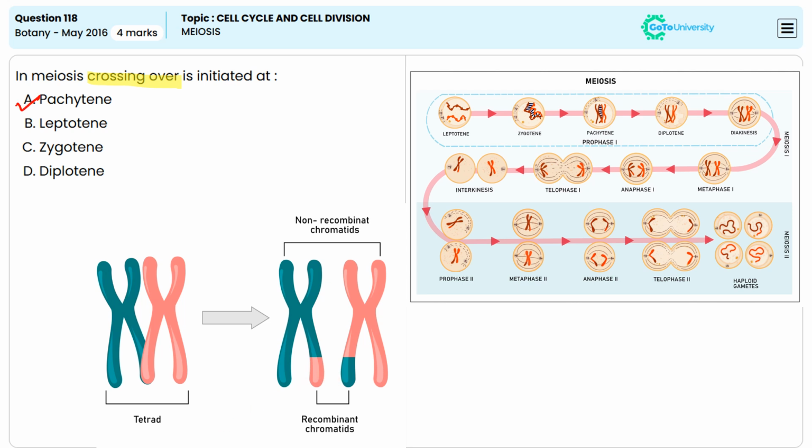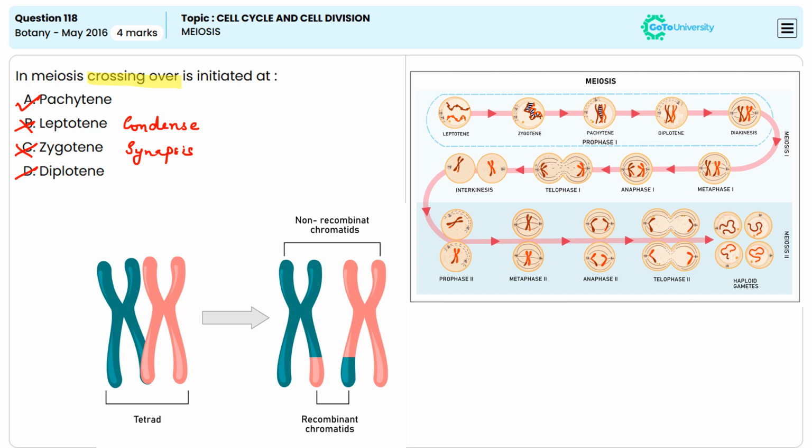Whereas coming to option B, leptotene, here the chromosome begins to condense and become visible, but no crossing over takes place. So option B is incorrect. Option C, that is zygotene. Zygotene is where the homologous chromosomes pair up, that is the synapsis. So option C is also incorrect.